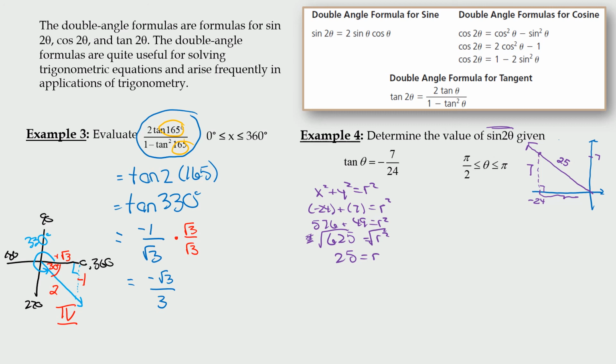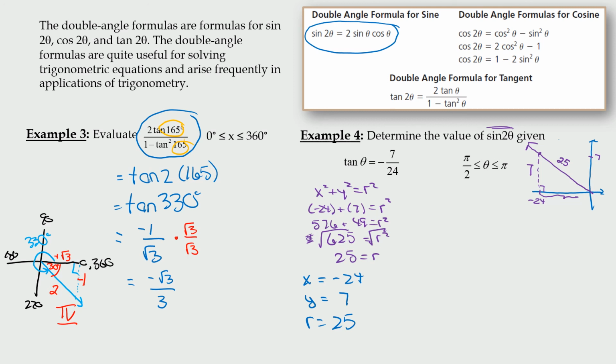That's 25. So I've got all my values. I'm trying to find sine 2 theta. So I've got an x value. I'll write it out again here. I've got x equals negative 24, y equals 7, and of course we already figured out r is 25. Now that we have all of these, we can find sine, cosine, tan, because sine, cosine, tan are just different ratios of these three numbers.